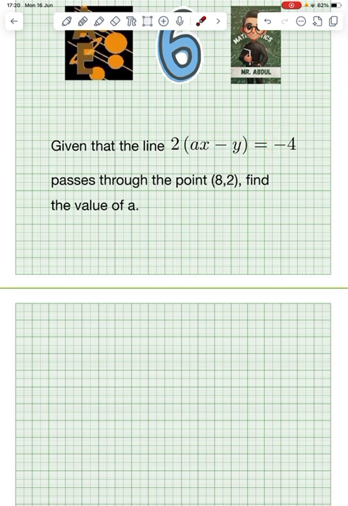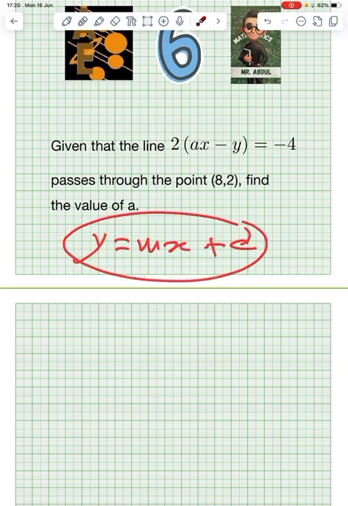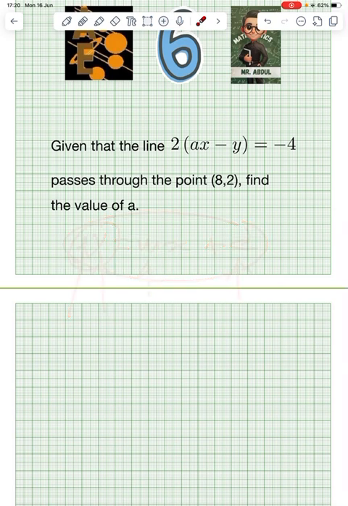No, no, no, no, no. You can't assume that until you get your y = mx + c, where m is your gradient, c is your y-intercept, and the coefficient of y must be 1. So in order to do that, we shall make y the subject of the formula, in the form of y = mx + c.